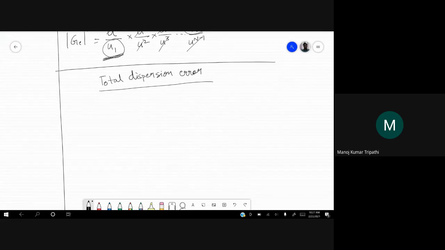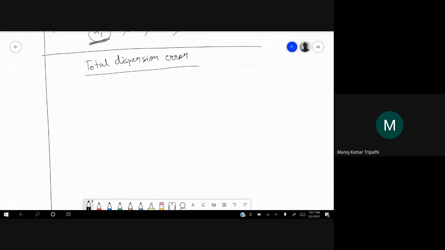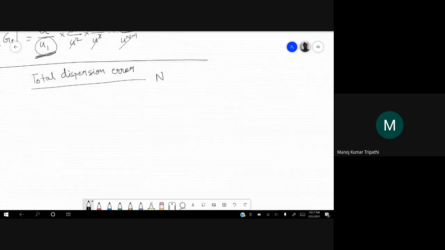After n steps, so this is the relative phase shift and it keeps adding up. There is no multiplication here. So after n steps, it is just n phi exact minus phi.